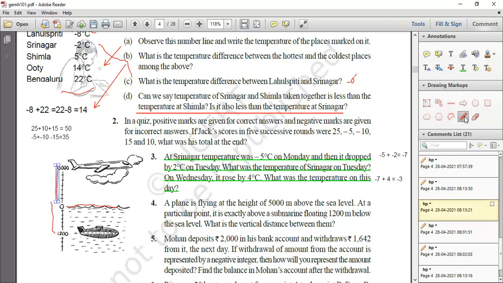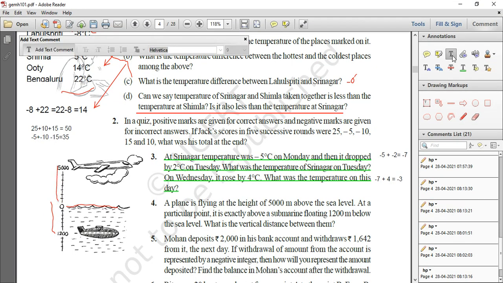So you have to write their total vertical height. It is simple and you have to write it by adding them. So the vertical distance between them is 5,000 plus 1,200. So the answer for this question is 6,200 meters.